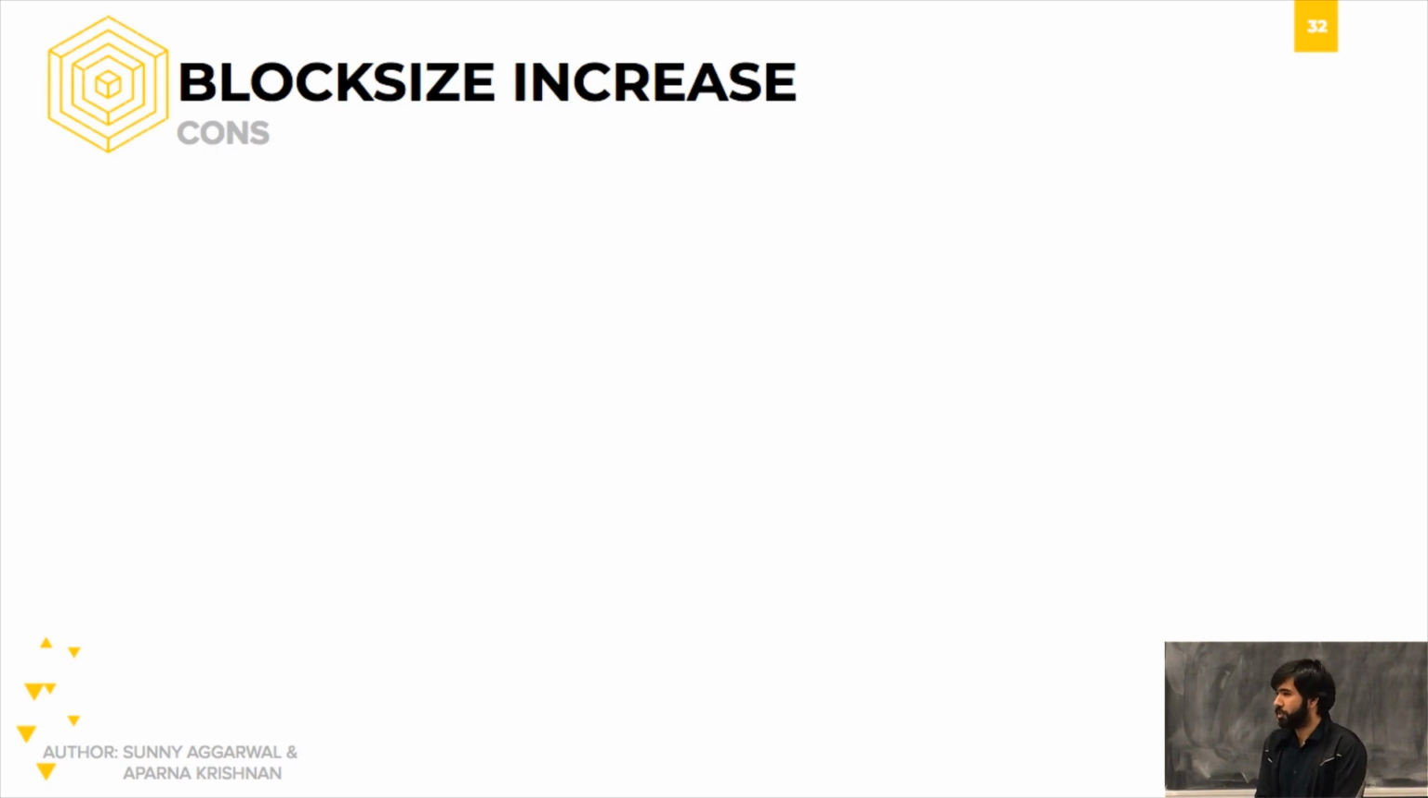Right, but there are still some issues. The first one being that a block size increase requires a hard fork. How many people remember what a hard fork is back from lecture 4? All right, 1.5 people? 2 maybe?